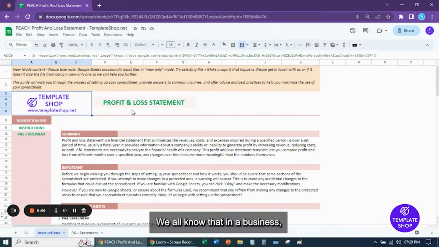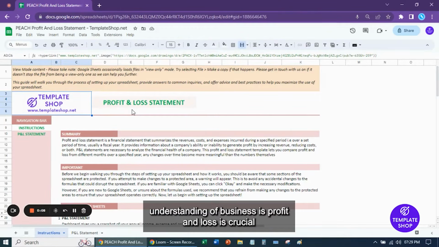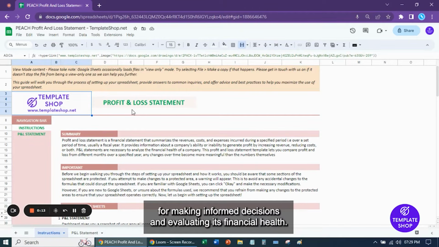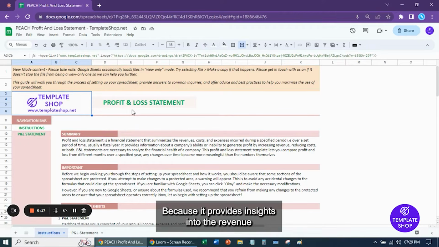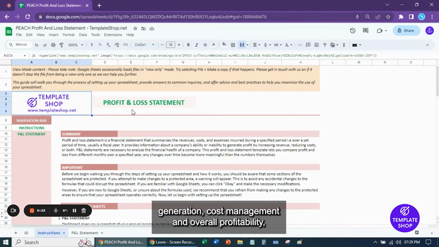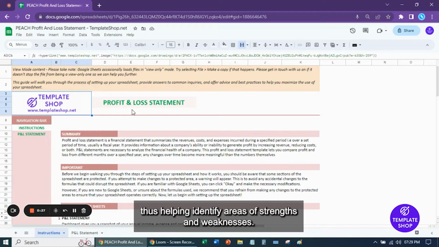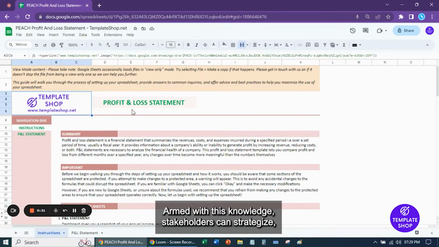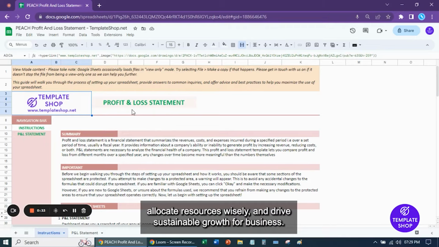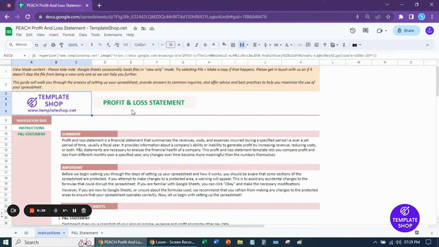Now, we all know that in a business, understanding a business's profit and loss is crucial for making informed decisions and evaluating its financial health. Why so? Because it provides insights into the revenue generation, the cost management, and overall profitability, thus helping identify areas of strength and weaknesses. Armed with this knowledge, stakeholders can strategize, allocate resources wisely, and drive sustainable growth for business.